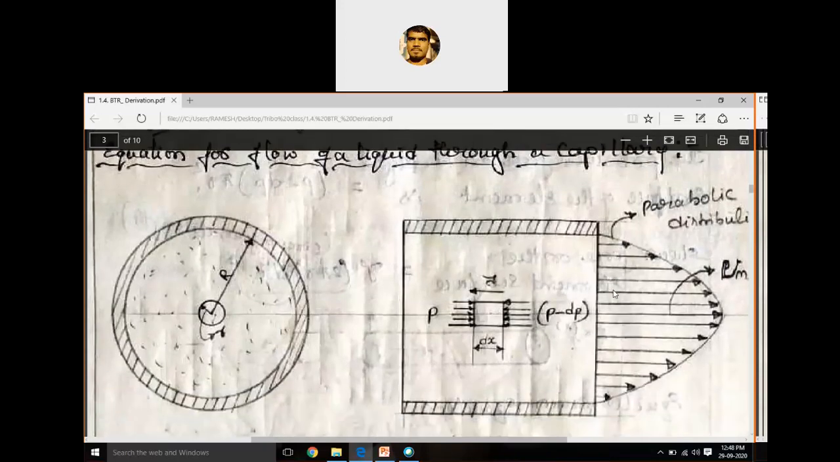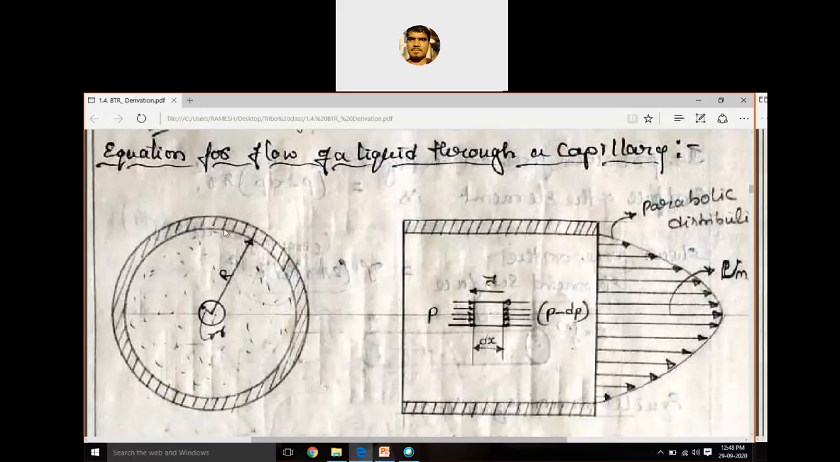Here it is a capillary tube. Okay, this is a capillary tube. It's a front view and a side view. This bigger circle is the capillary diameter. Okay, and the small circle is an imaginary element. And this is the length of the capillary tube, and this is the length of the imaginary element.